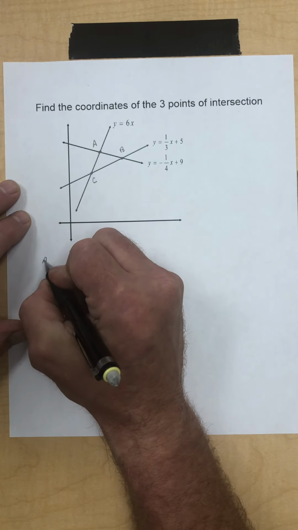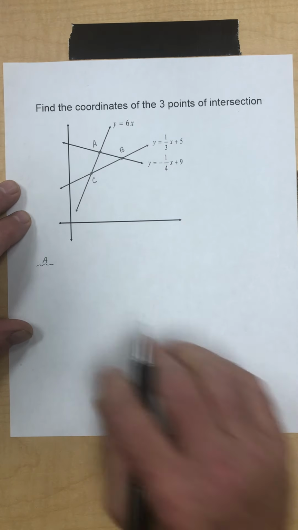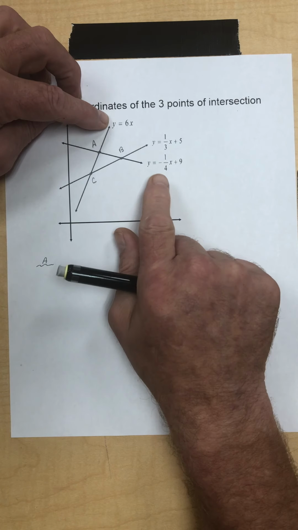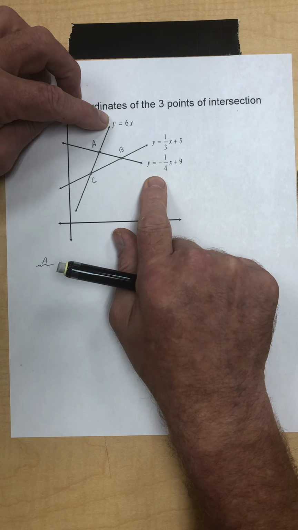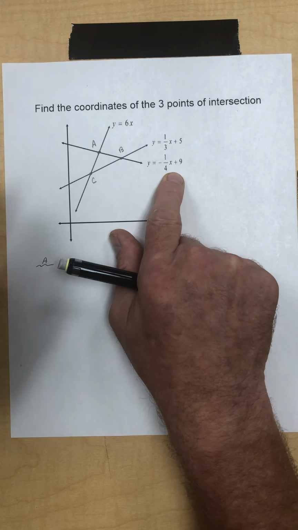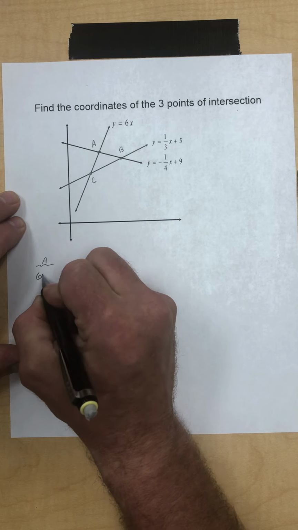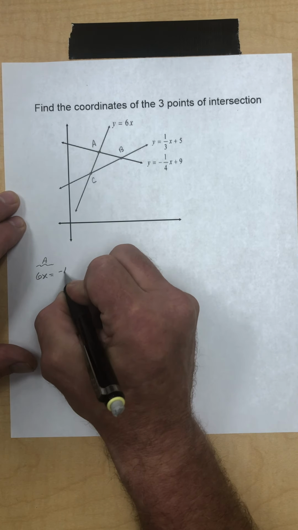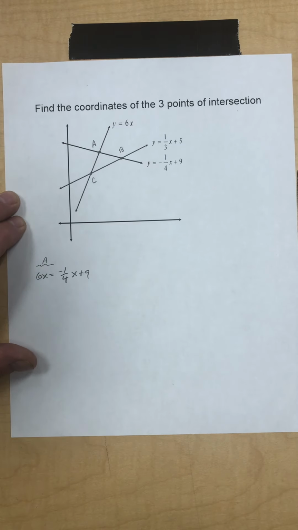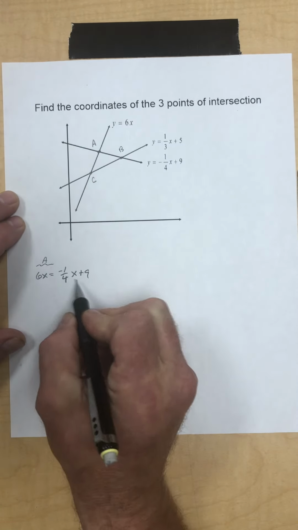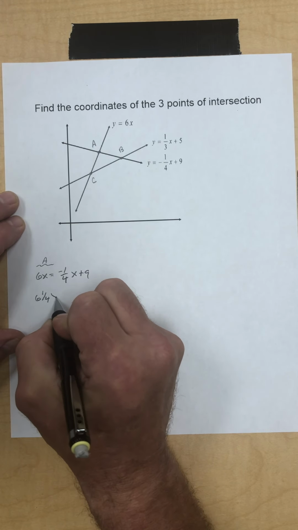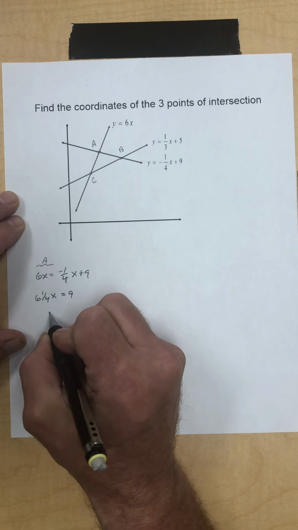Okay, so what about we start with point A? Point A results from the intersection of y equals 6x and y equals negative 1/4 x plus 9. So I can set these together and solve for x. I get 6x equals negative 1/4 x plus 9, and then I just have to solve that for my x coordinate. So I'll add 1/4 x to both sides. That's 6 and 1/4 x equals 9, and then just divide.